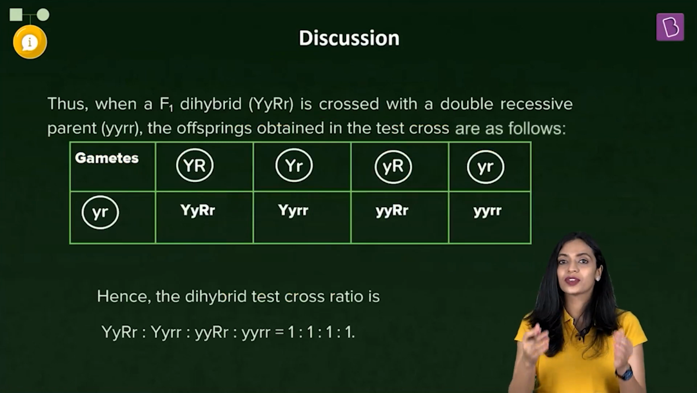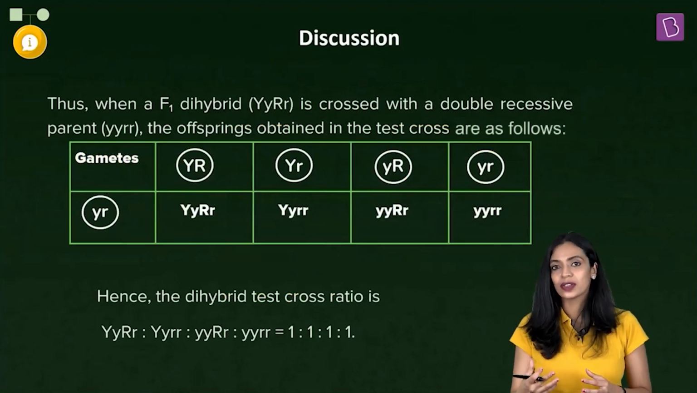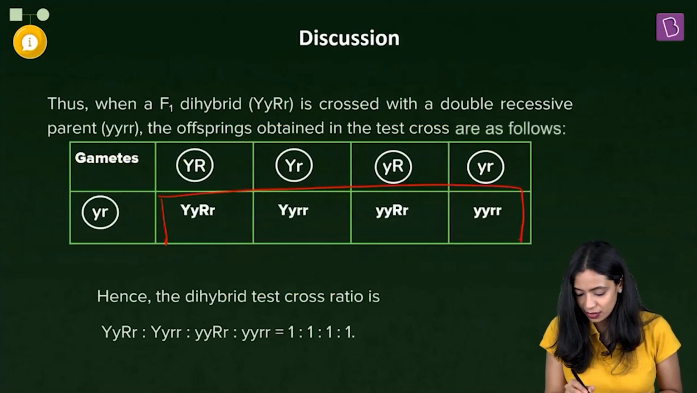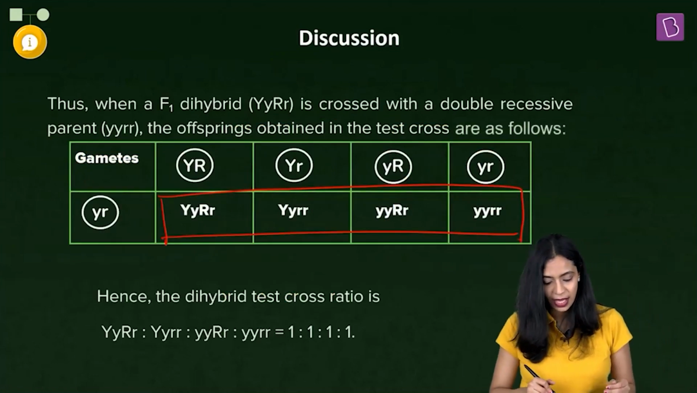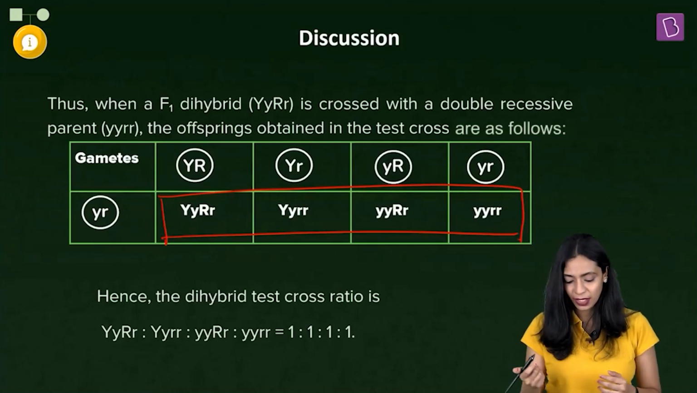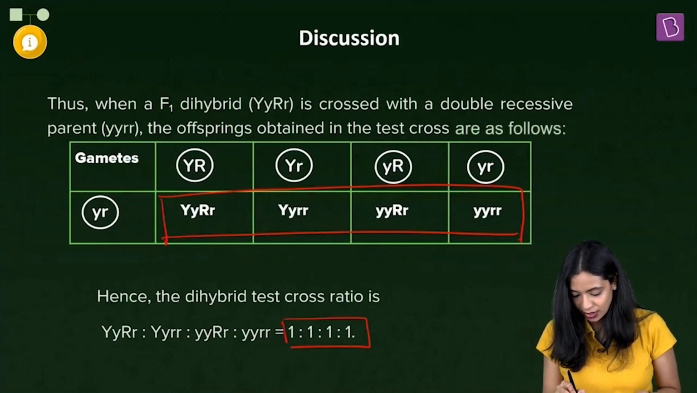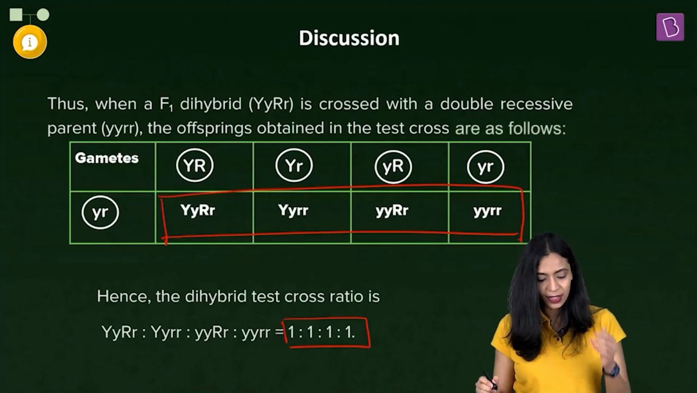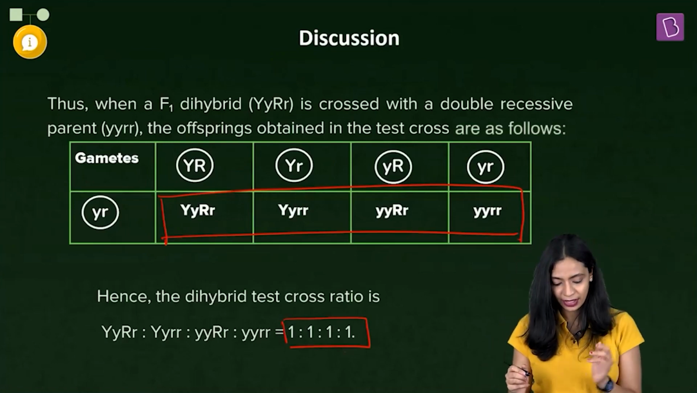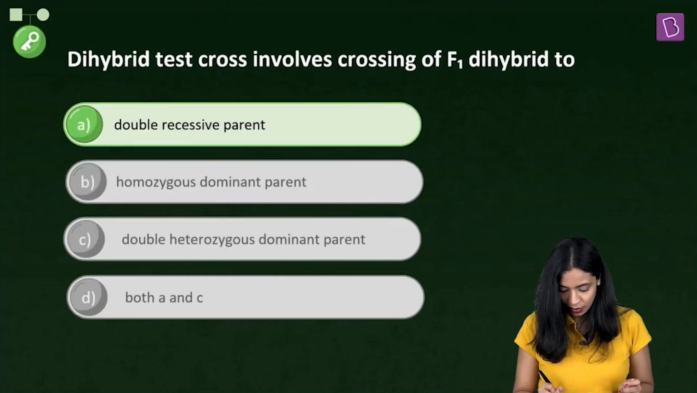And the offspring that results from this cross, this dihybrid test cross, is represented in this Punnett square. These are the genotypes of the offspring. As you can see, there is a ratio, both phenotypic and genotypic ratio of 1:1:1:1. Okay, so this is the ratio that is obtained in a dihybrid test cross.